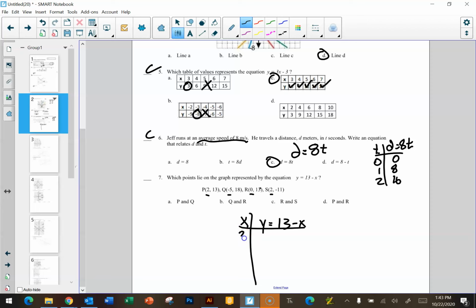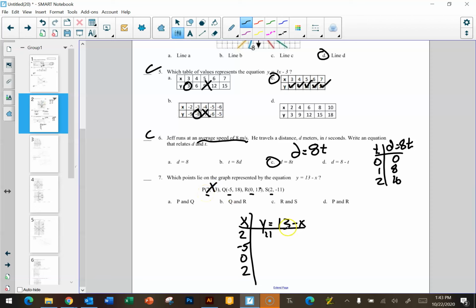So let's sub in 2, -5, 0 and 2. Remember, the x value always comes first. Now let's see if those points actually work with y equals 13 minus x. If x is 2, y equals 13 minus 2 is 11. So does that match up with this point? No, it doesn't. So P is not on the line.